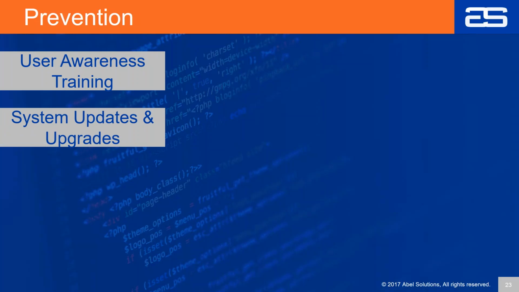Another method for prevention is system updates and upgrades. By keeping applications both up to date as far as updates go and upgraded to the latest versions, it's a good way to avoid ransomware, because patches are being pushed out to address these things constantly, and newer software versions are really designed out of the box to be more secure.